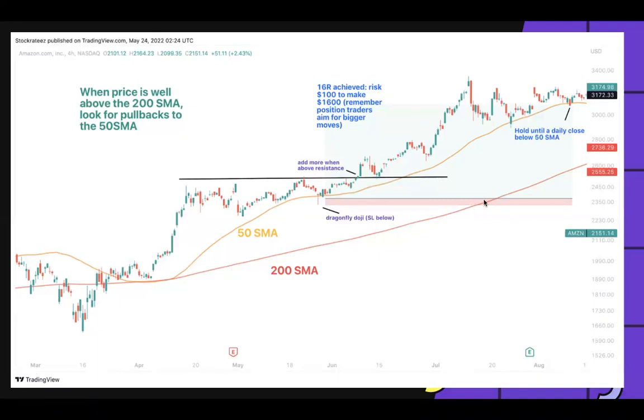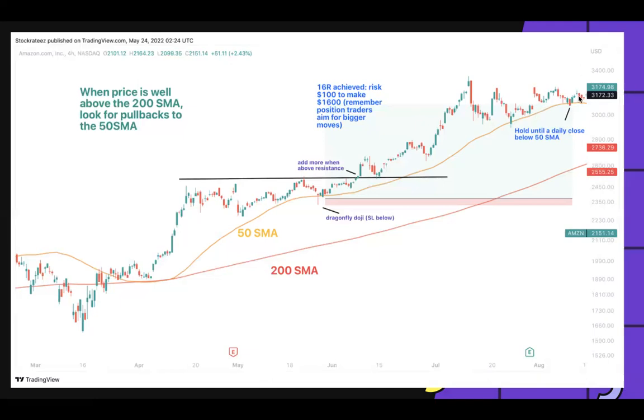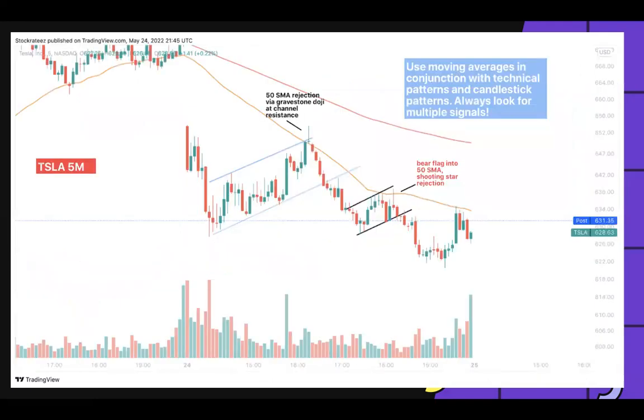Above the 200 SMA, long-term strength. 50, medium strength. So that's a great way to hold your runners. And it also works on lower time frames as well.